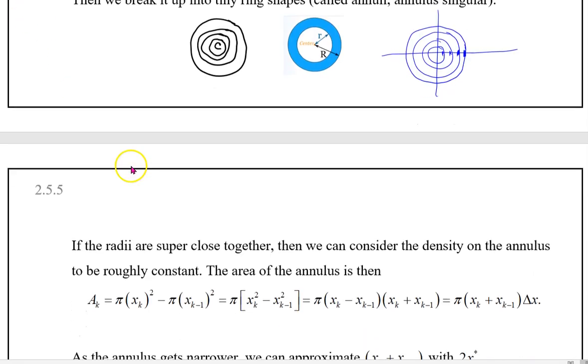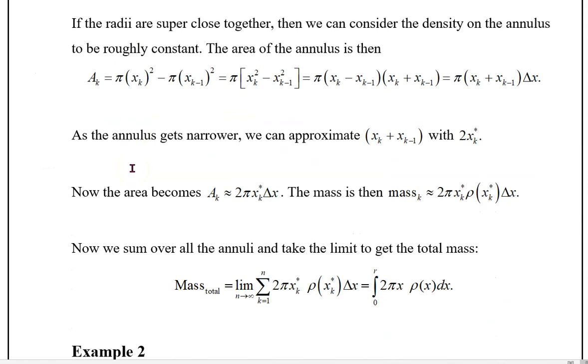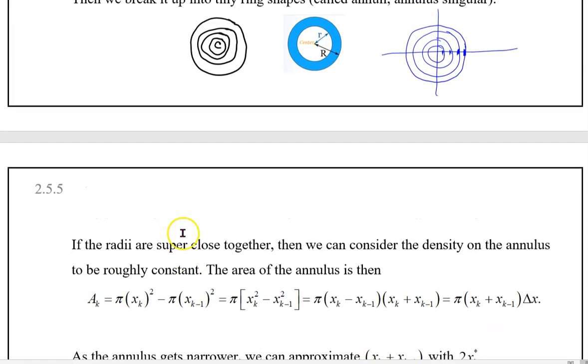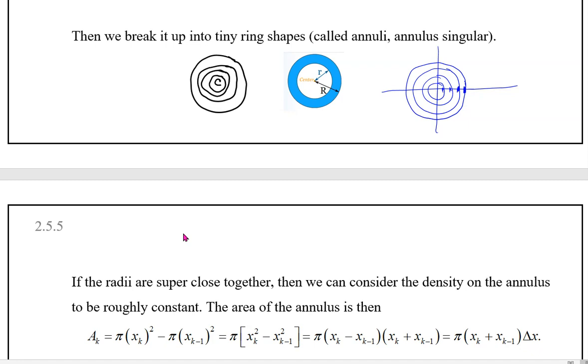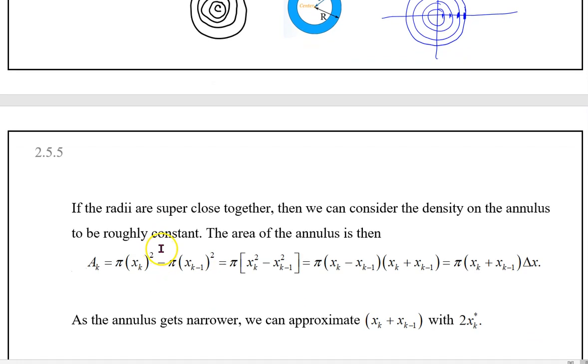Let's take a look at the mathematics behind this. If the radii are super close together, then we can consider the density on one particular annulus to be roughly constant. The area of the annulus is given by pi r squared of the outer part minus pi r squared of the inner part. Since we have x sub k for the outer one, and again, this is based on dividing it up into different rings, we have an x sub k here and an x sub k minus 1 there. Then this gives us pi times x sub k squared minus x sub k minus 1 squared.